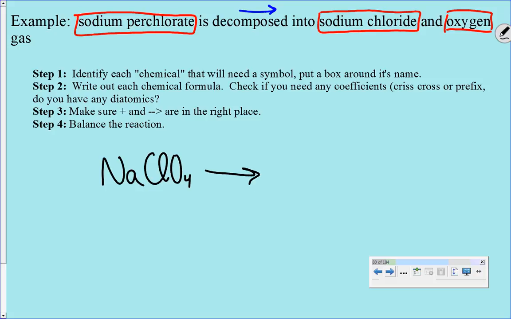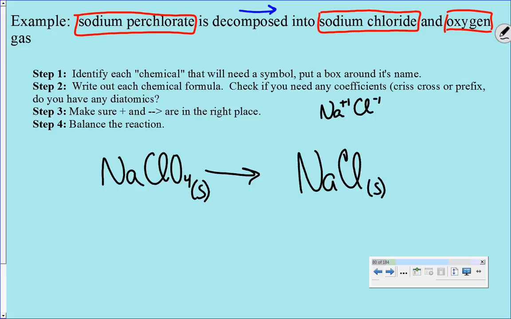Getting decomposed into, that is a solid. You don't always need those symbols. They're not given to you. I just kind of like them. Into sodium chloride, Na plus, Cl minus, so that's NaCl. And oxygen gas, we have to remember O2 because it's a diatomic.